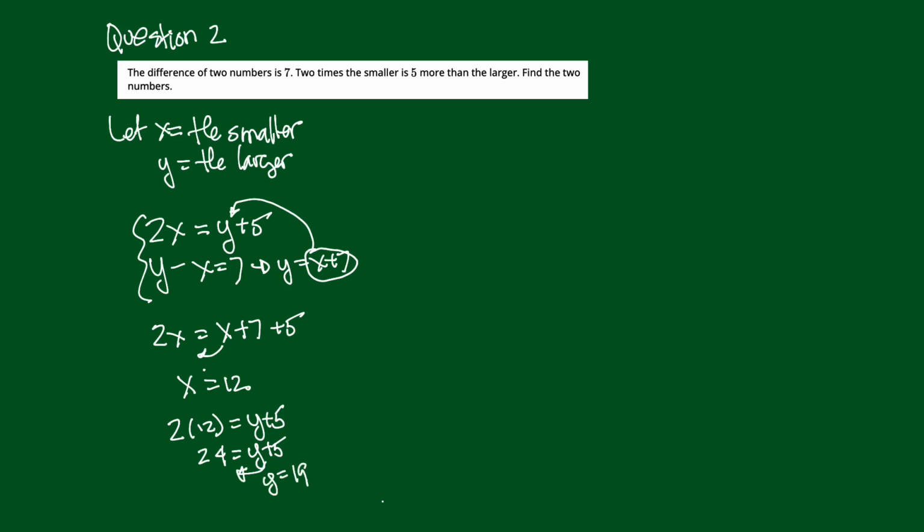All right, so find the two numbers. The smaller is 12, the larger is 19. Or if we just write 12 and 19, we know which one's the smaller and which one's the larger.